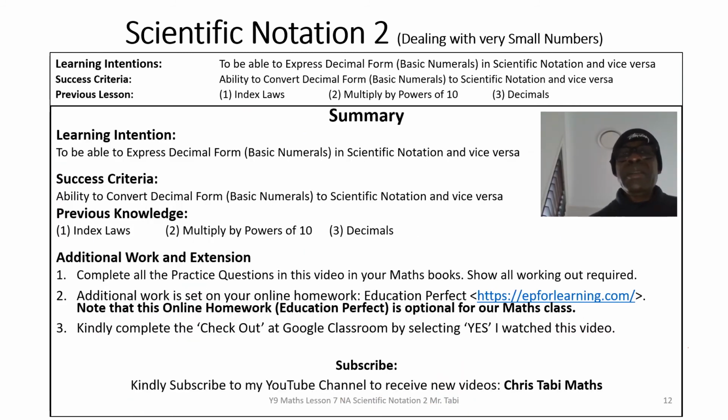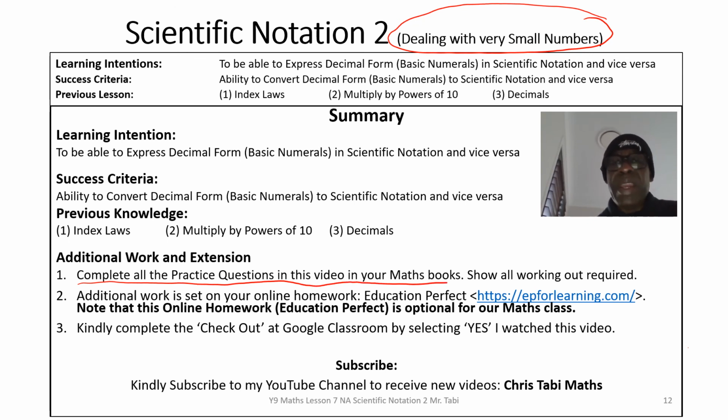So today's lesson on scientific notation, we're focusing on very small numbers. So all the powers of 10 were negative for those small numbers. Our learning intention was to express decimal form in scientific notation and vice versa. And that was our success criteria as well. Please make sure that you complete all the practice questions in this video in your maths books, showing the required working out.